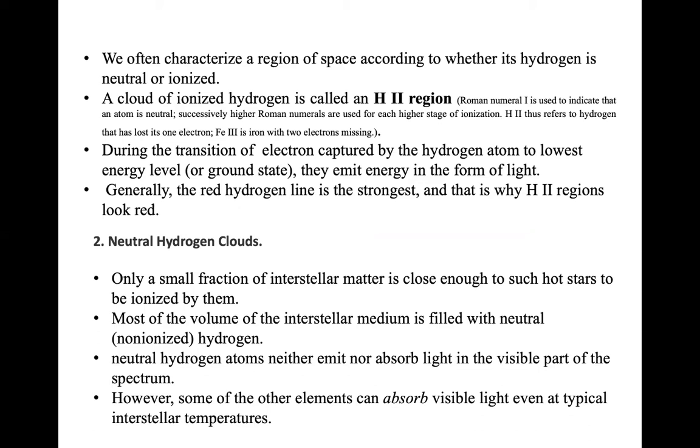Now I have put inside brackets in small letters here that the Roman numeral I is used to indicate that the atom is neutral, and successively higher Roman numerals are used for higher stages of ionization. H II thus refers to hydrogen that lost one electron, right? And Fe III means, for example, an iron ion that has lost two electrons.